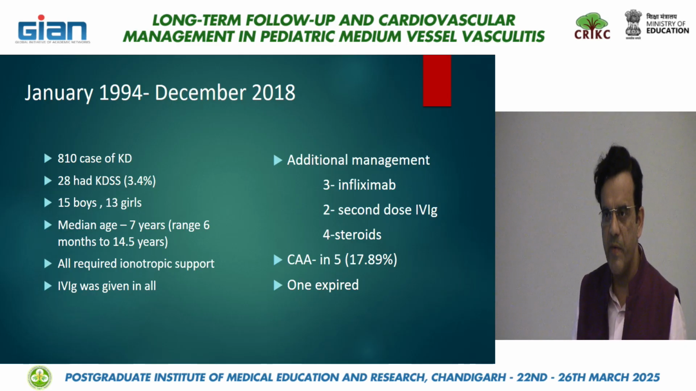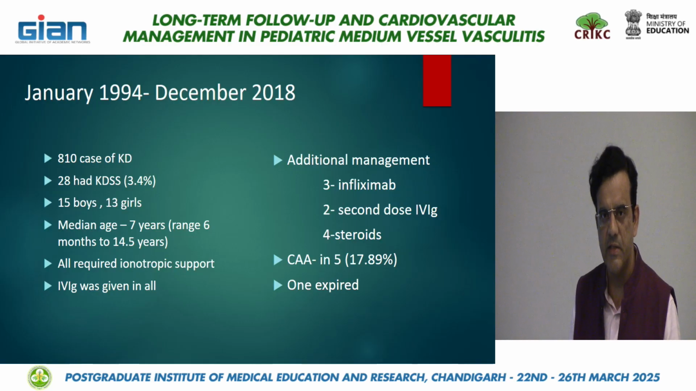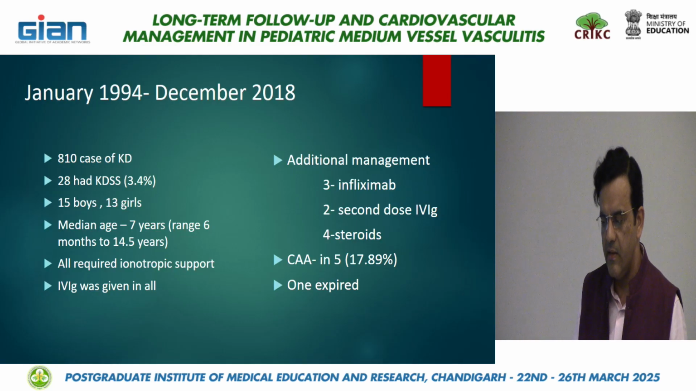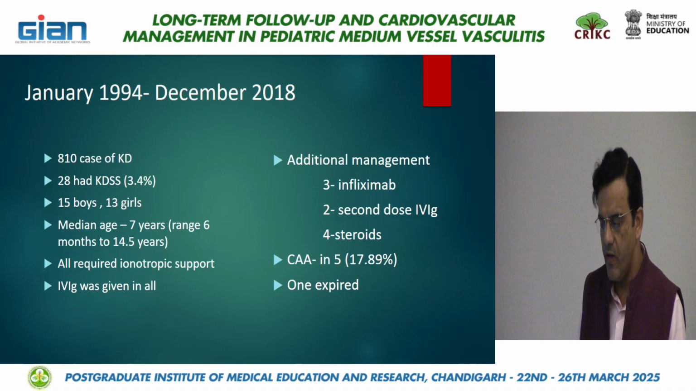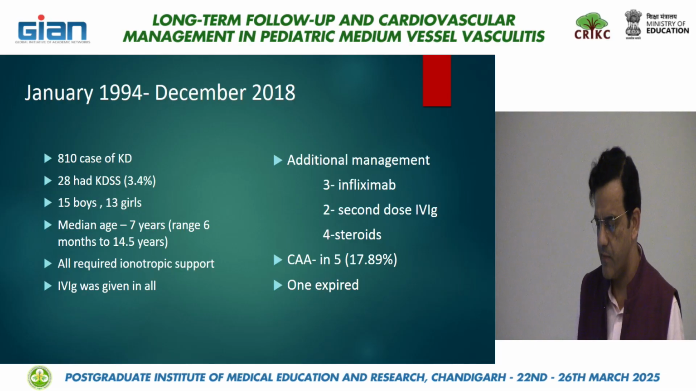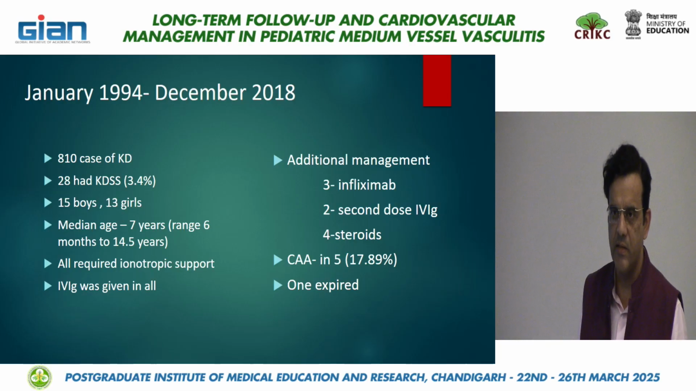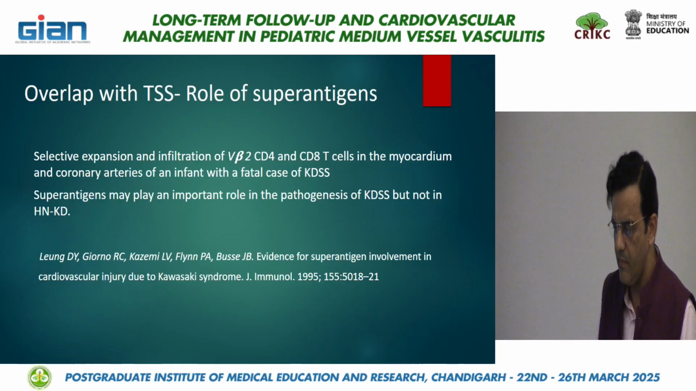All the patients with shock required inotropic support. IVIG was given to all of these patients as it is the standard of care. 3 patients required additional management with infliximab, 2 required a second dose of IVIG, and 4 patients were started on steroids. 5 patients had coronary artery abnormalities. Out of all these patients, 1 patient succumbed to the illness.